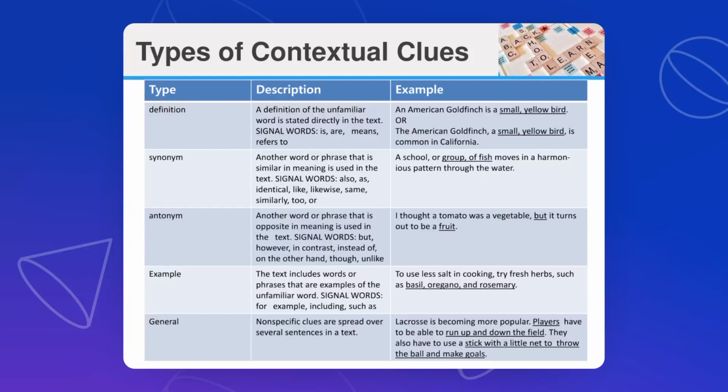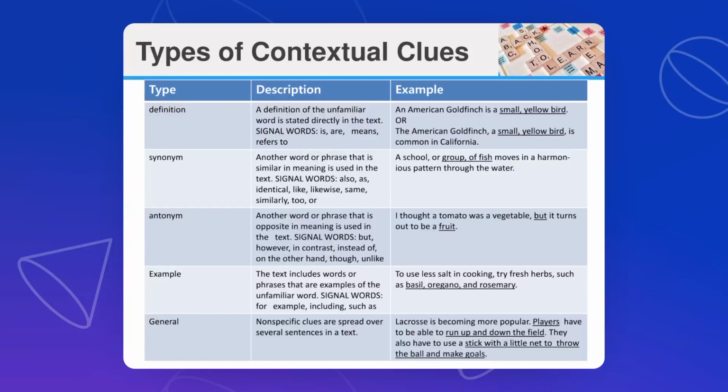Here's an example. A school or group of fish moves in a harmonious pattern through the water. You might not have known what a school meant. It's like a school of fish. Well, here it showed us it's got or. Oftentimes they will use or.